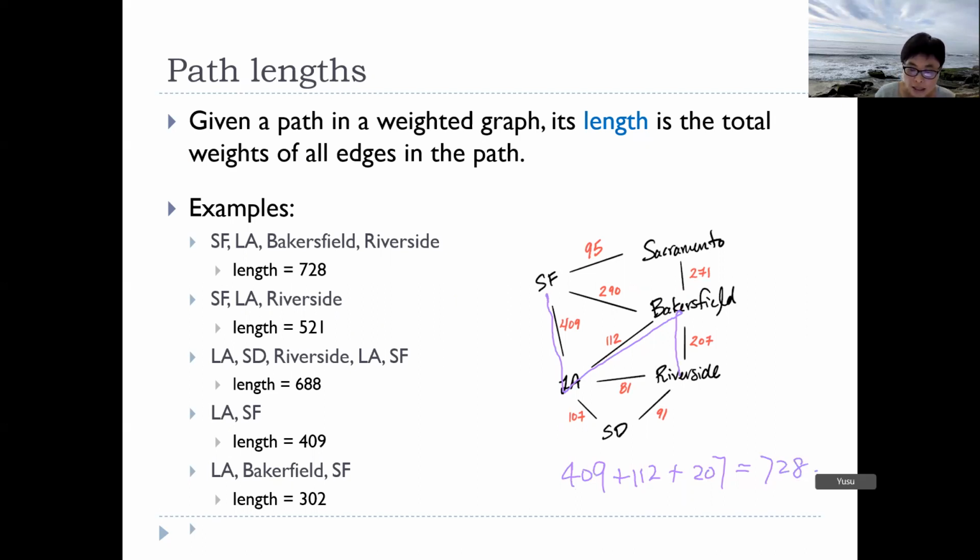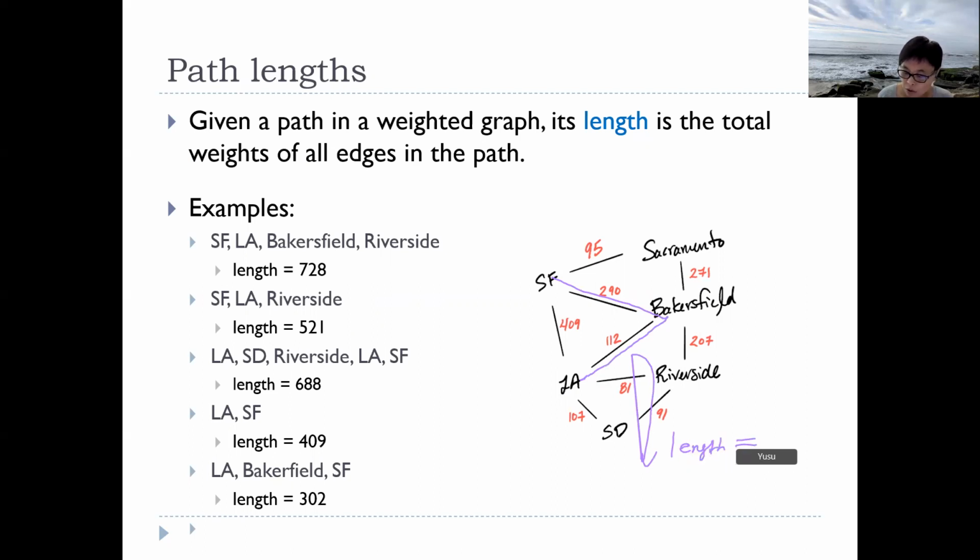Okay, if we consider another example, let's say I consider the path from Los Angeles to Bakersfield and then to San Francisco, then the length of this path is 112 plus 290, which is 402. So this is the path that we have.